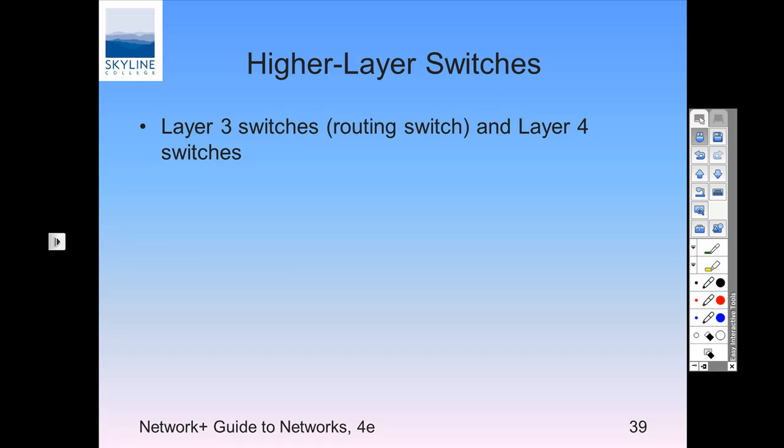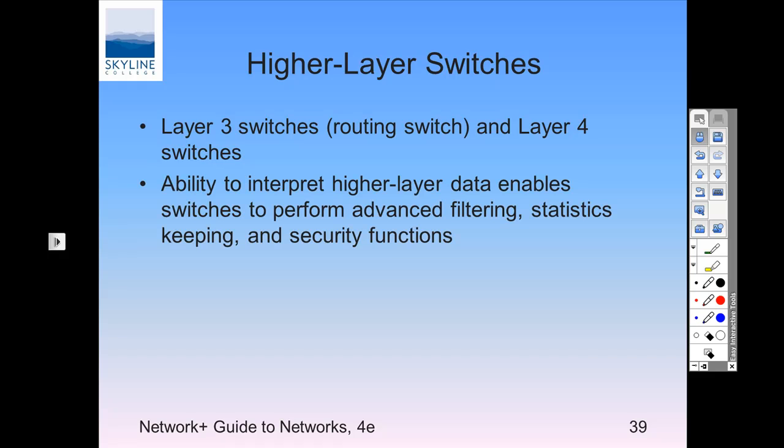Layer 3 switches are basically routers that route in hardware, for lack of a better description. They're kind of interesting because they're switches first, and the way that you make a layer 3 switch port a routable port is you tell it it's not a switch port. And then you can put an IP address on it and make it a routing port.